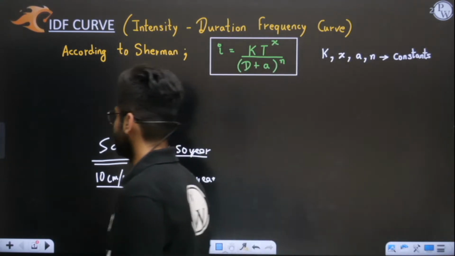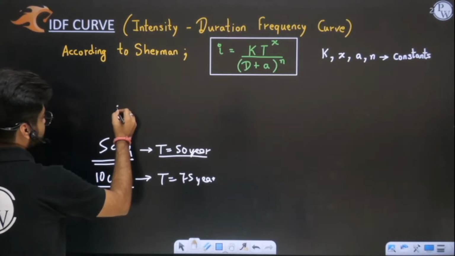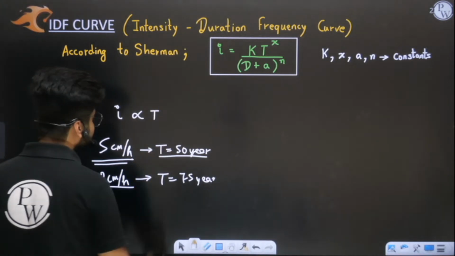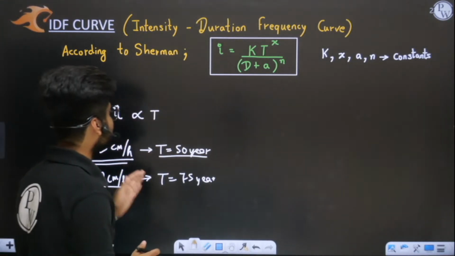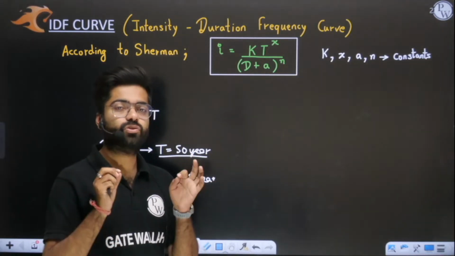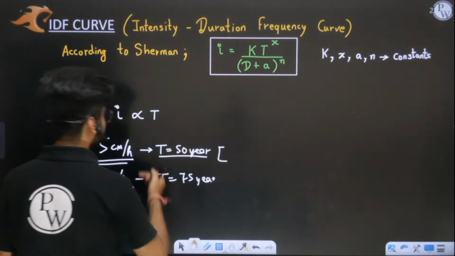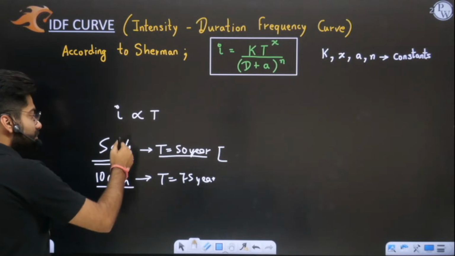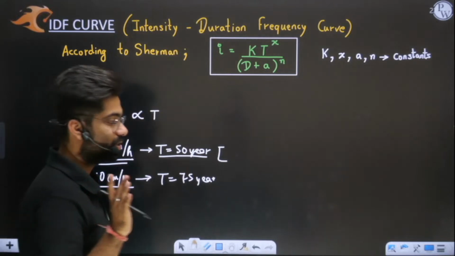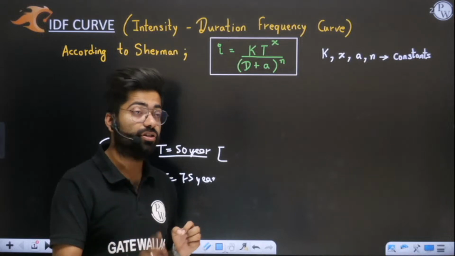But one thing is for sure, listen very carefully: whenever we are checking the relationship between intensity and return period, one thing which should be constant is the duration of rainfall. Yes or no? What has to be constant? Constant is duration, the third thing.